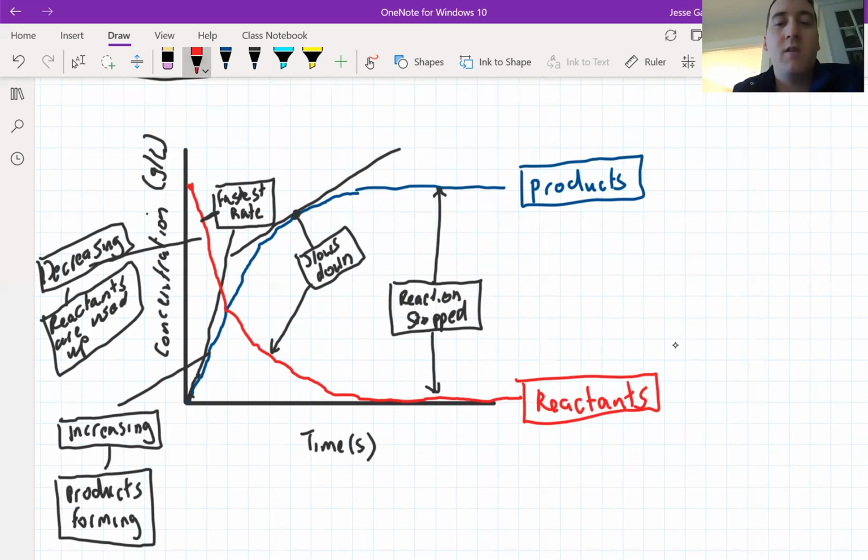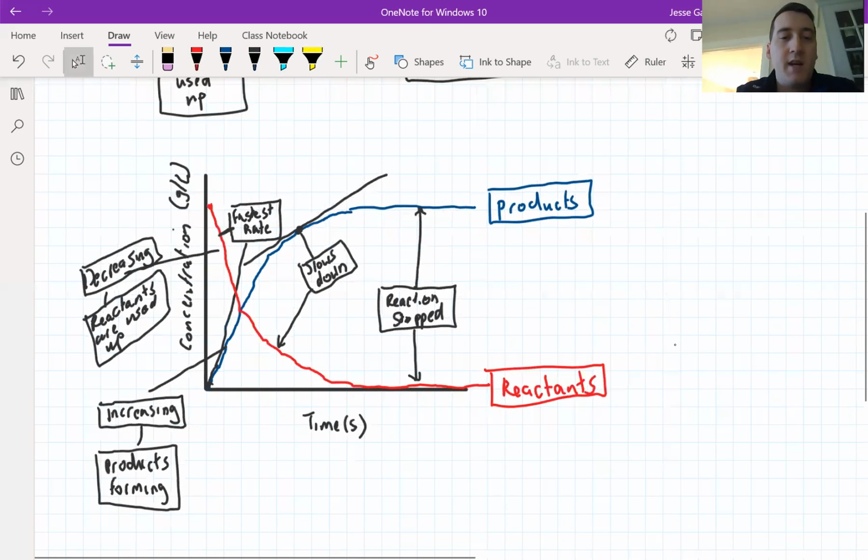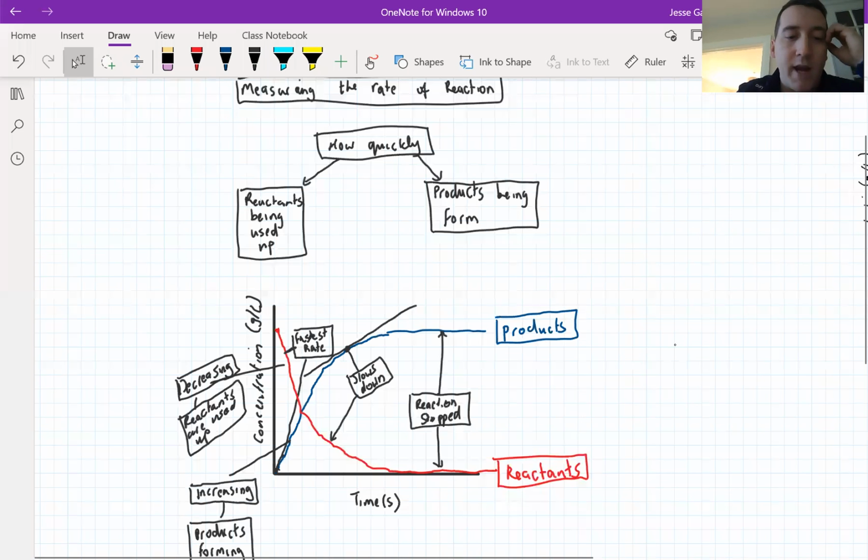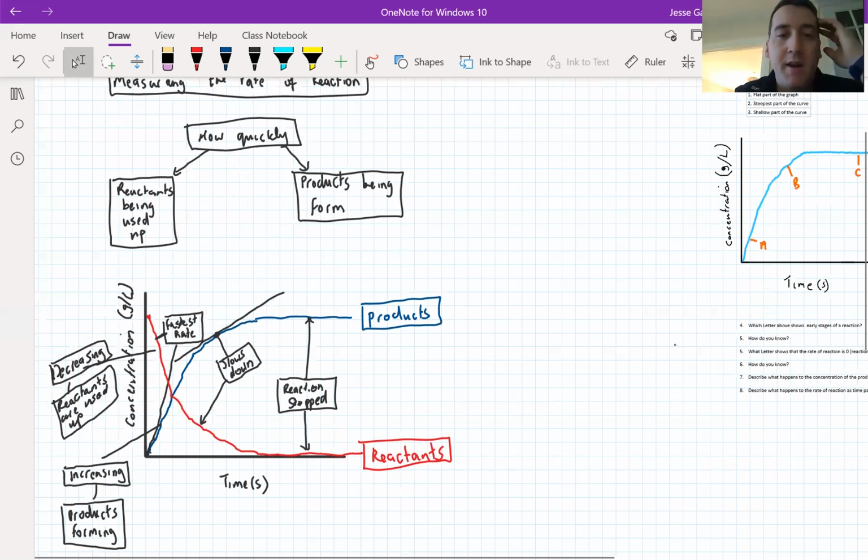So what I'm going to get you to do now is pause the video and take down what I have on the screen there. Take down a sketch of that graph. Try and use a different color to show the reactants and the products. It's a good idea. And this is how we measure the rate of a reaction. So pause the video and do that now.